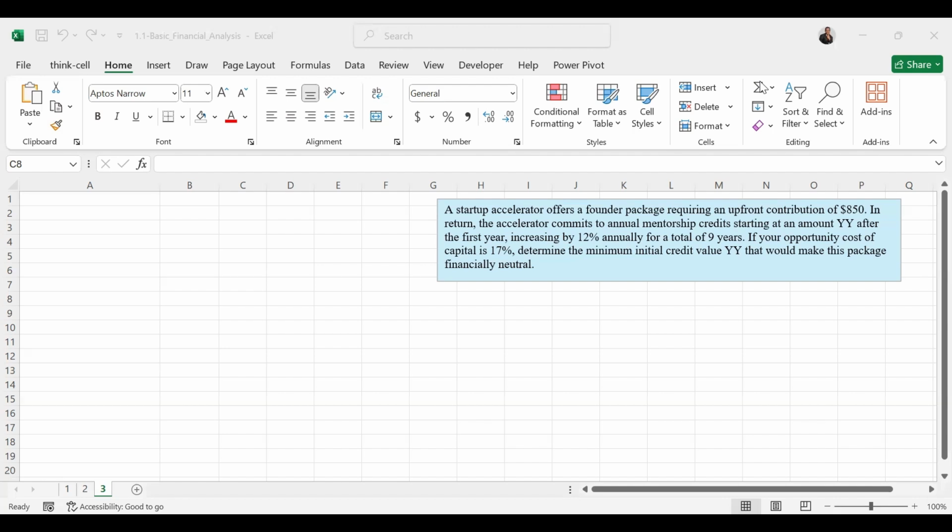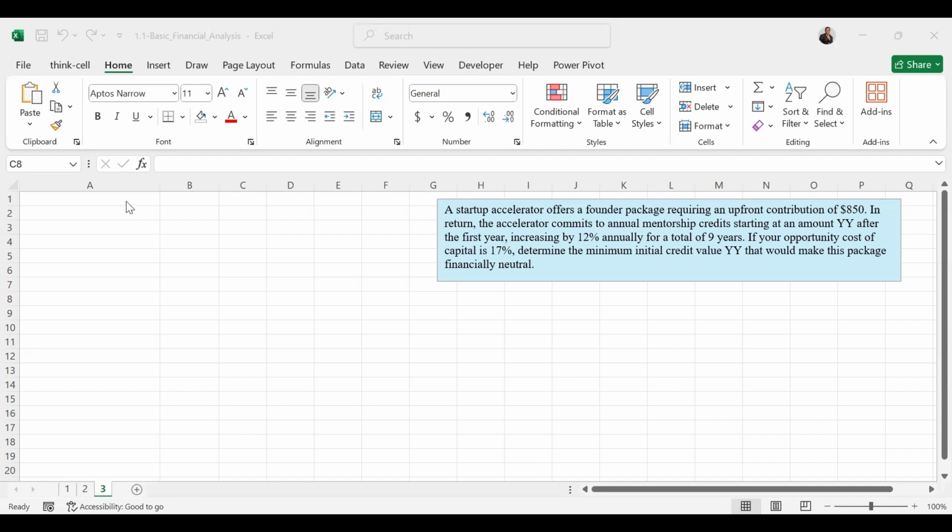financially neutral. So the minimum initial credit value of YY that will make this package financially neutral is one that will make our NPV value equal to 0, so that we know that any value that goes beyond that YY value will be a profitable venture for us, while any value that goes below the YY value will not really be a good investment for us. So let's see how this works as we demonstrate it in this Excel workbook.